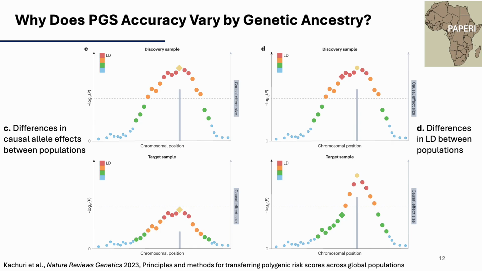Another reason PGS accuracy varies between populations is that the linkage disequilibrium may vary between populations. In the top of Panel D, the most significant variant identified, represented by the yellow circle, is strongly correlated with the causal variant, represented by the red diamond, in the discovery sample. However, the bottom of Panel D shows that this variant is weakly associated with the causal variant, represented by the green diamond, in the target sample. In this case, the PGS developed from the discovery sample is not capturing the causal variant in the target sample, which could decrease PGS performance.